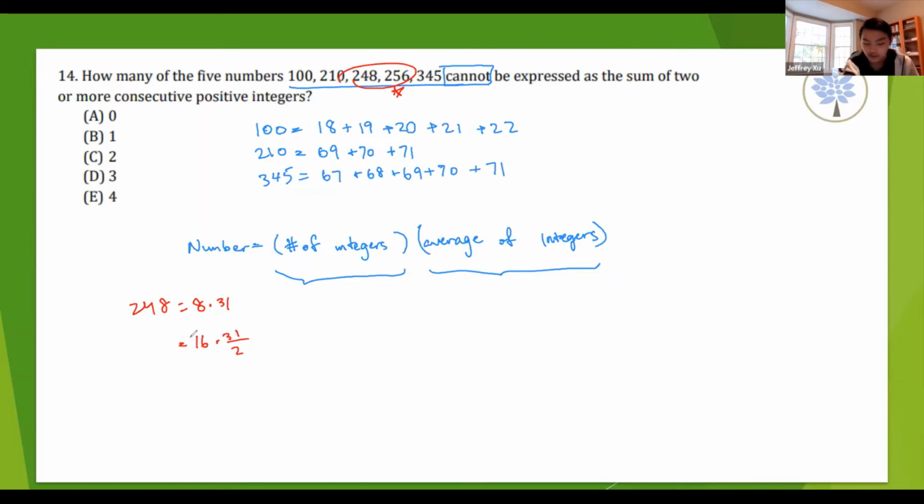And you'll notice that this does work when the middle two integers are 15 and 16. And then we just add integers on top of that on both sides. And you could check 248 is indeed equal to the sum of everything from 8 to 23. So that works as well. So only 256 is impossible, so the answer is B.